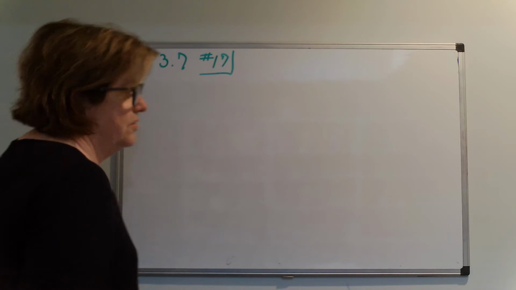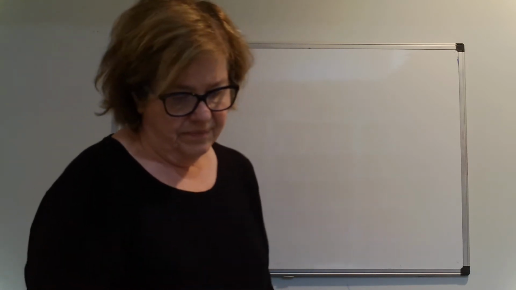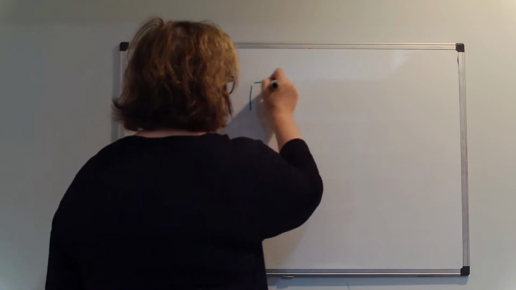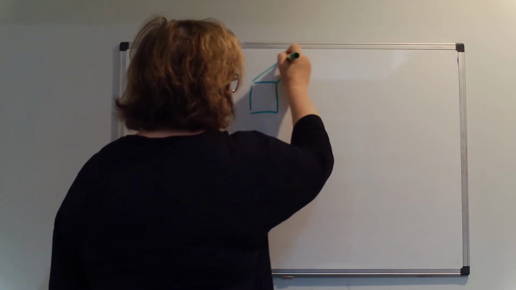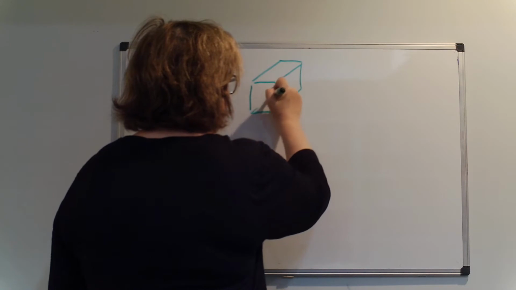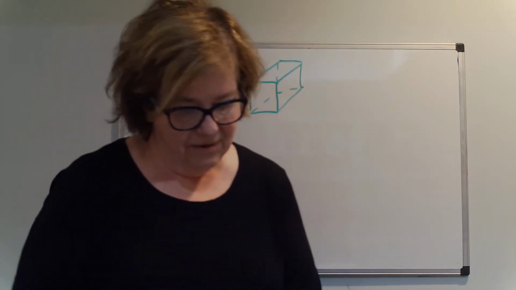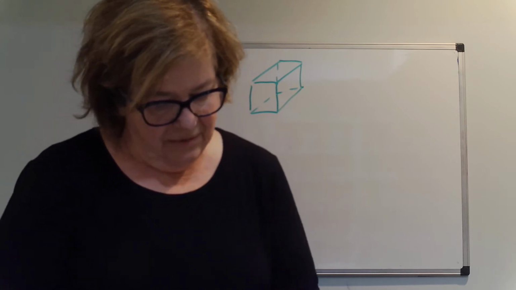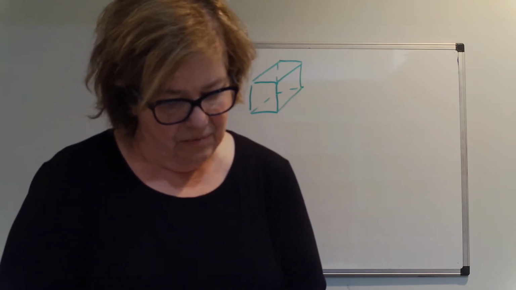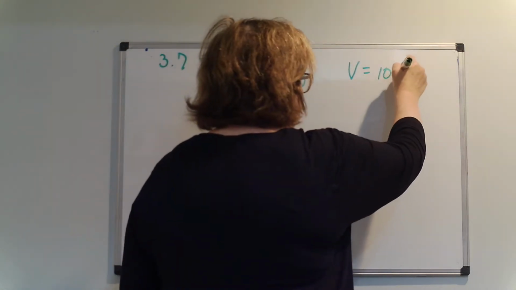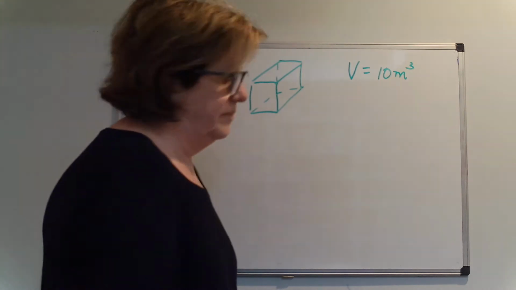This is pretty much a classic optimization problem. You have a rectangular storage container, and it's always good to draw a picture. It helps you think about it. Okay, there's our rectangular storage container. It's supposed to have a volume of 10 cubic meters. So we know the volume is 10 cubic meters.